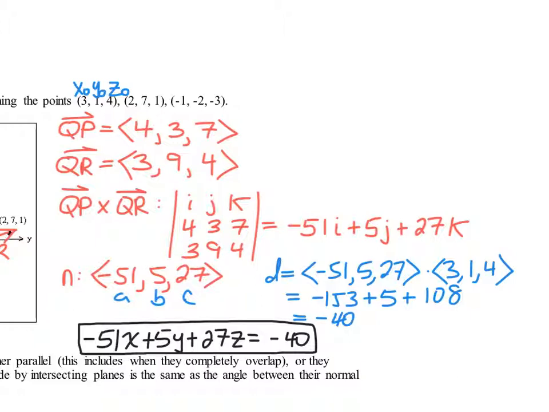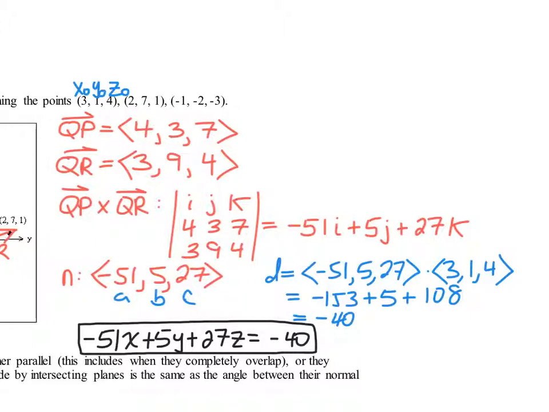The definition of a cross product is a vector that is orthogonal to two given vectors. We can verify this, because any one of these points should satisfy the equation. So plug in the 2, 7, 1, hopefully it gives a negative 40.